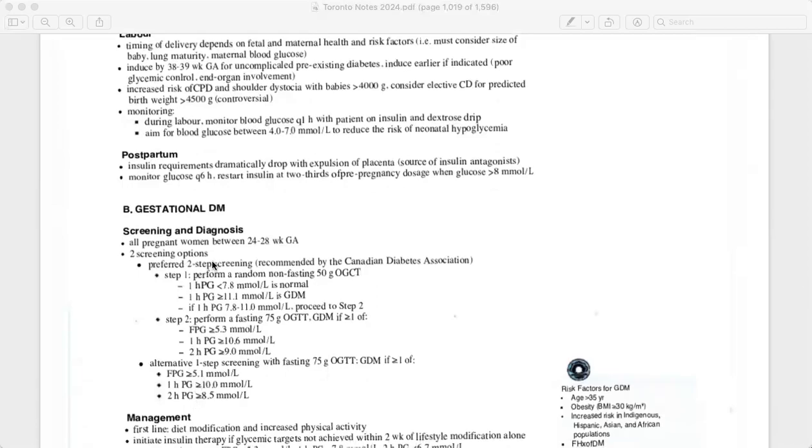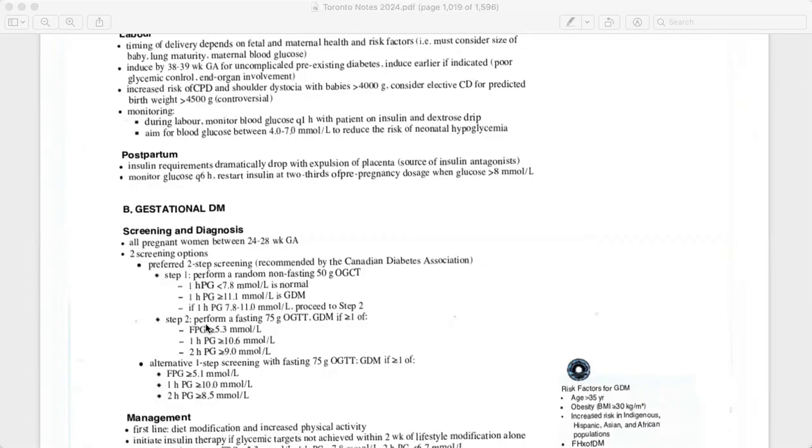So screening and diagnostic: usually step 1 is to perform a random non-fasting 50 gram OGTT. Just remember the main values. The 1 hour value less than 7.8 is normal. If the 1 hour glucose value is 7.8 to 11 millimole per liter, proceed to step 2. If you remember 7.8 to 11, it can help you. Less than 7.8 is normal, more than 11 is basically GDM. If it's in between, you need to worry some.